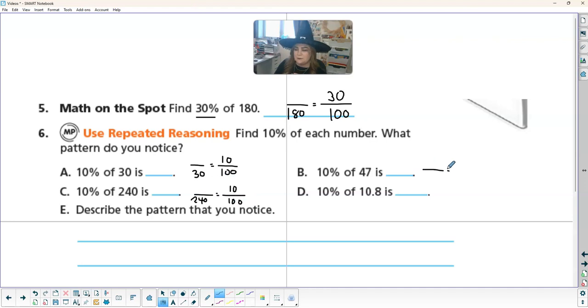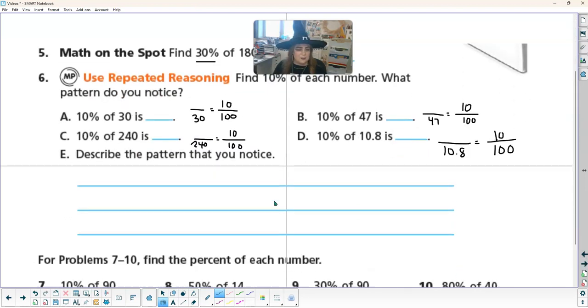This one, again, 10%, percent per 100, is out of 47. 47 times 10 divided by 100 will give you that percent. And then here we have 10.8. We're going to multiply that by 10 and then divide it by 100. And then look at your answers compared to what you started with and see what pattern you noticed when we're finding 10% of those numbers.